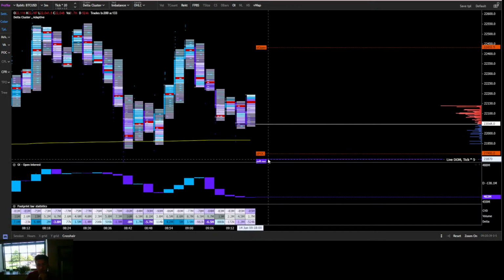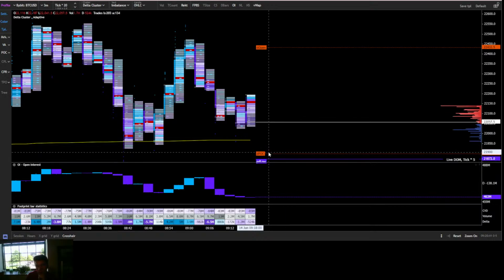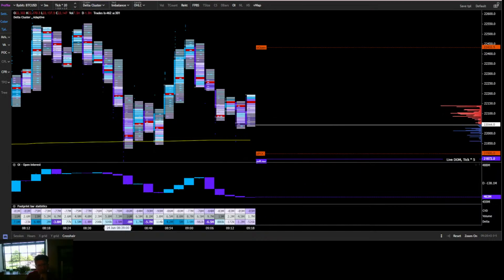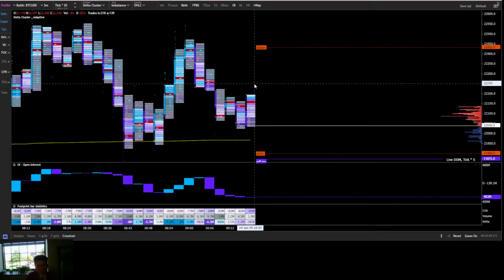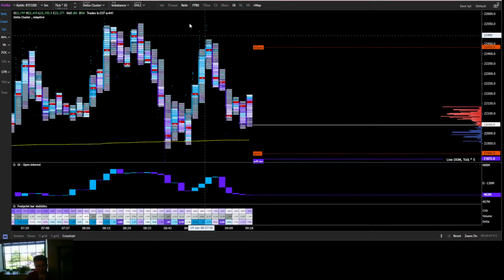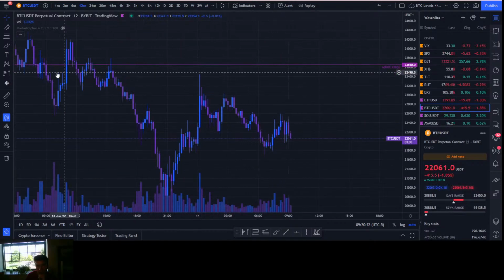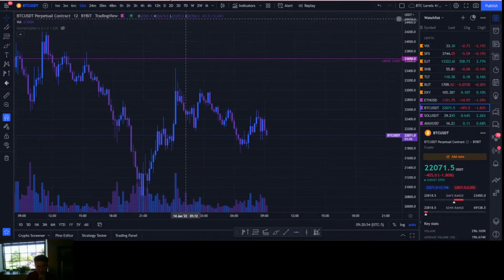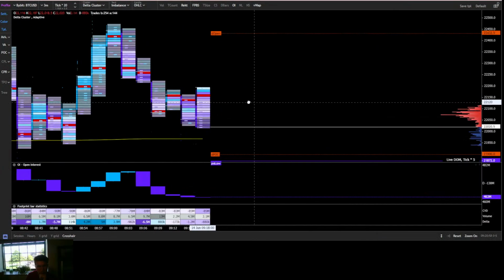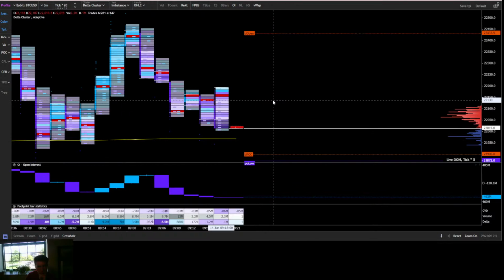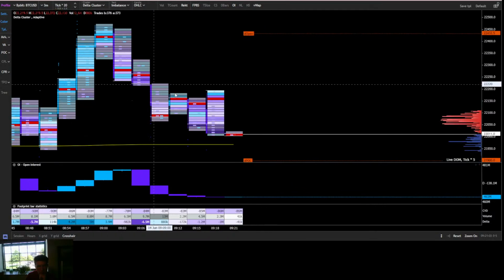Again, I do see us coming down to this previous day low and then bouncing up from that. Again, not financial advice, but a trade setup that I am looking at is taking a short off of this naked daily point of control. This whole move down looks kind of weak.